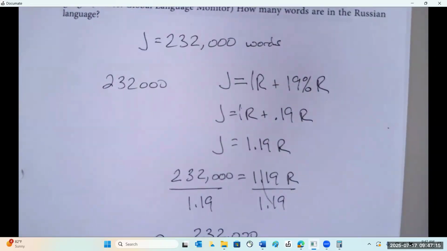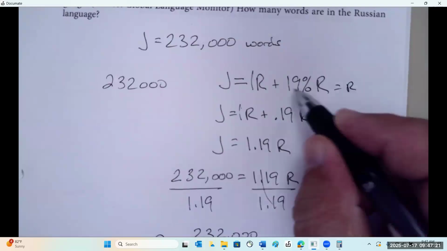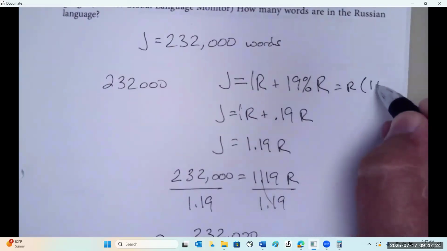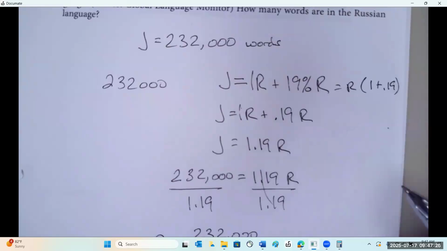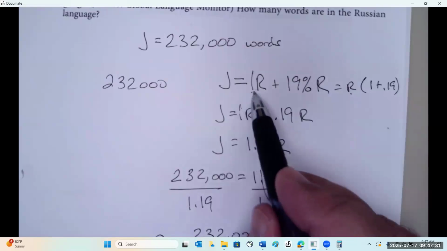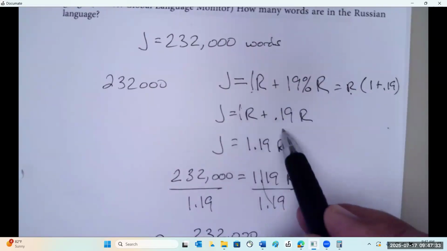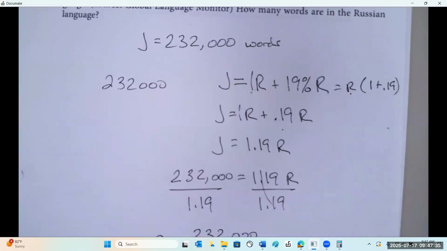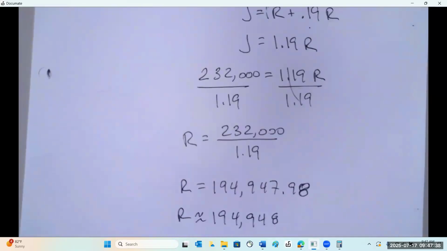I have to go through the distributive, associative, commutative rules with y'all. So since both of these terms have R, I have 1 plus 0.19. Since they both have an R, I can take out the R. What I'm left with is 1 plus 0.19, which is 1.19. Yes, I have to go through the properties of math with y'all, because I never did that on the first day. I didn't do the properties, I didn't do the order of operations with y'all.